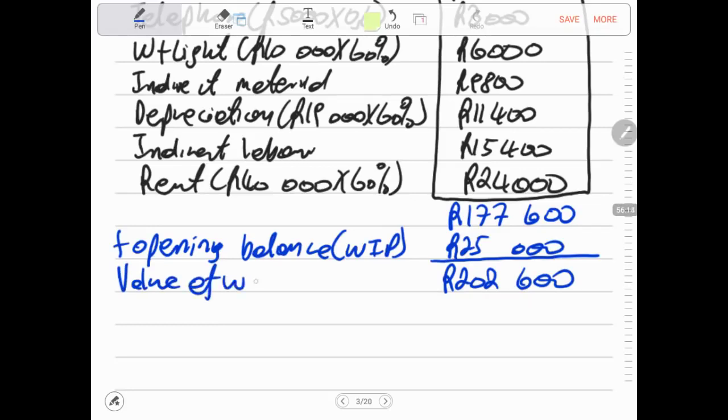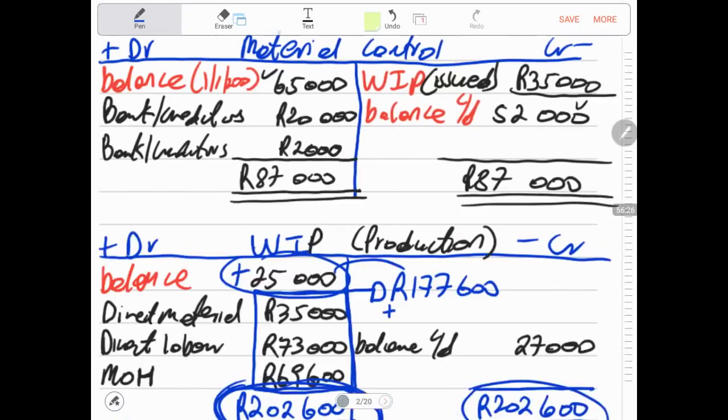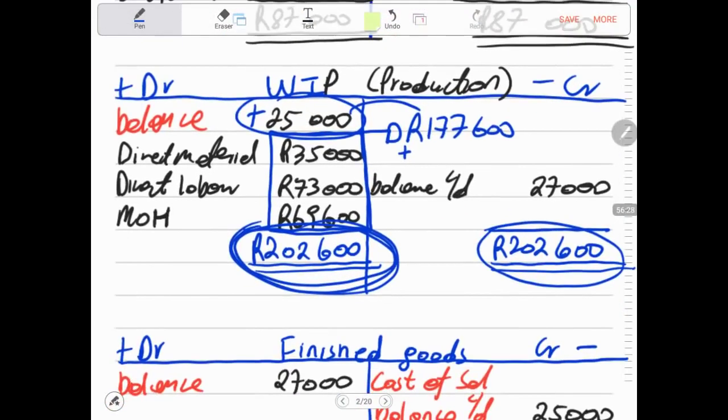Value of work in process in current year. This is the value of the work that was in process. Now, what else do we need to take into account? Coming to the ledger account again. If this is the value of the work that was in process, why at the end do we only have 27,000?